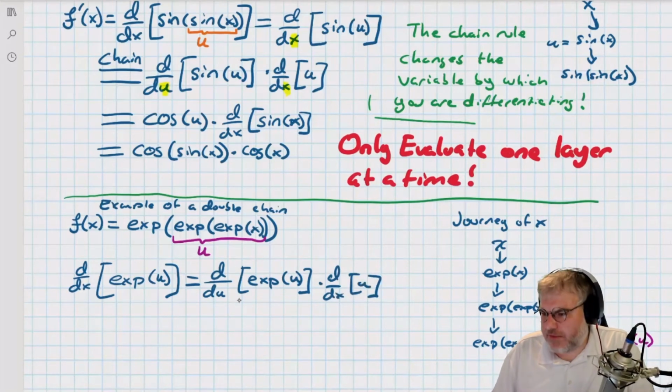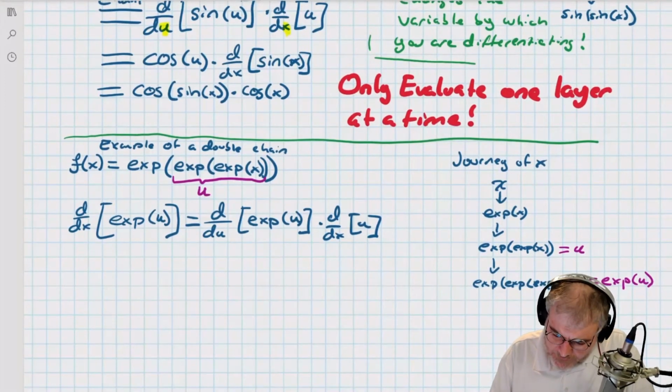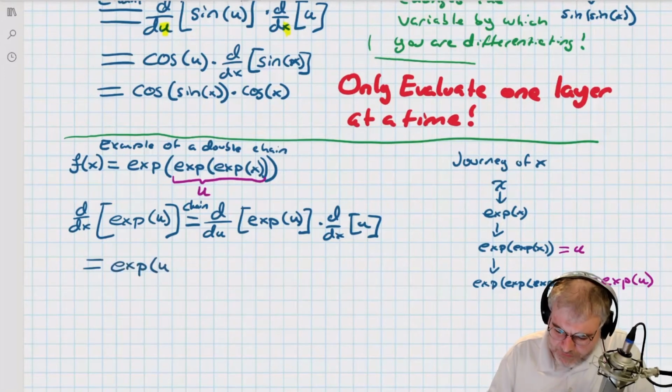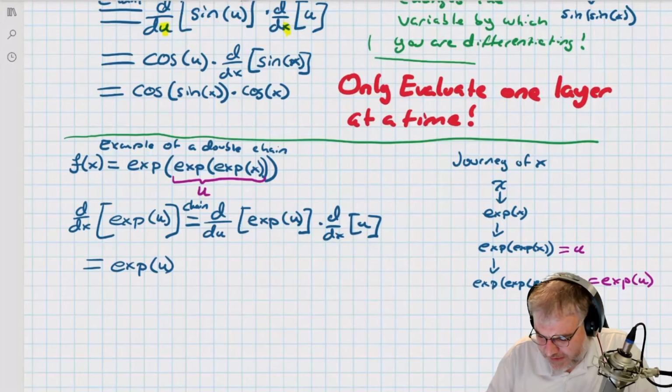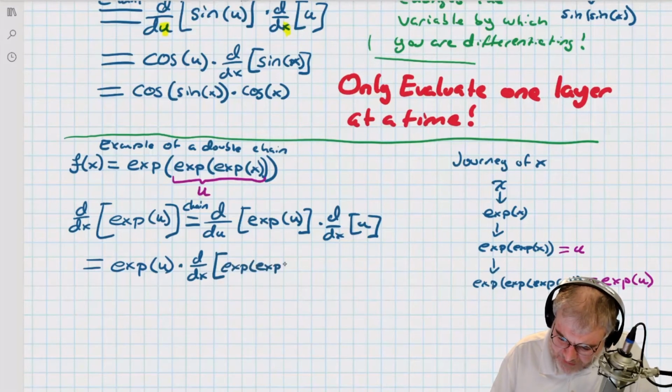Now, this can be evaluated, right? Because now I've got u and u, they're the same variable. And this is a chain. So now I have exp of u, because recall that the derivative of e to the u is e to the u, times the derivative with respect to x of u, which was exp of x. Okay.